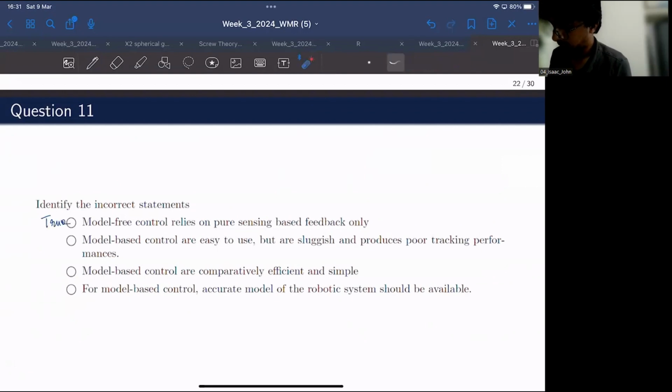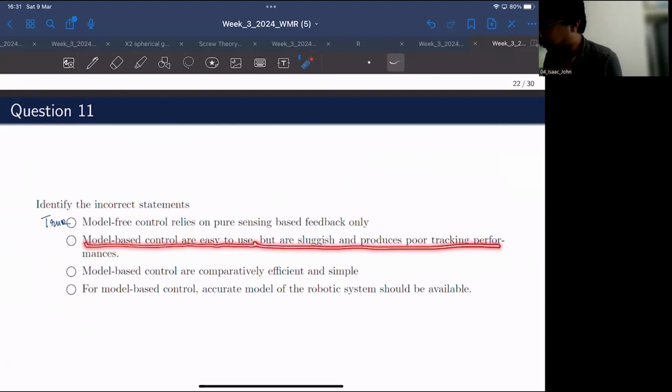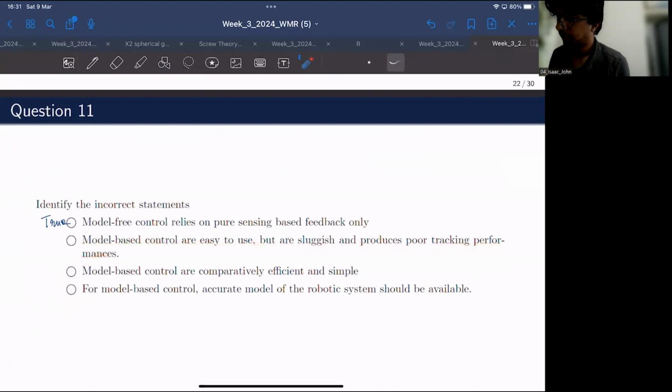What about statement 2? Model-based control laws are easy to use, but are sluggish and produce poor tracking performance. That is something we have earlier seen that it is only true for model-free control. It is not applicable for model-based because since we already have the model, execution is very efficient. It won't be sluggish. So that is false.